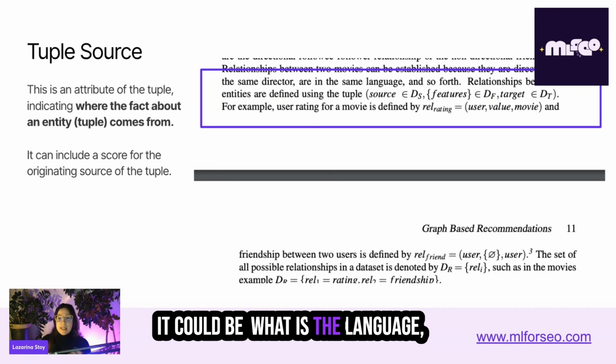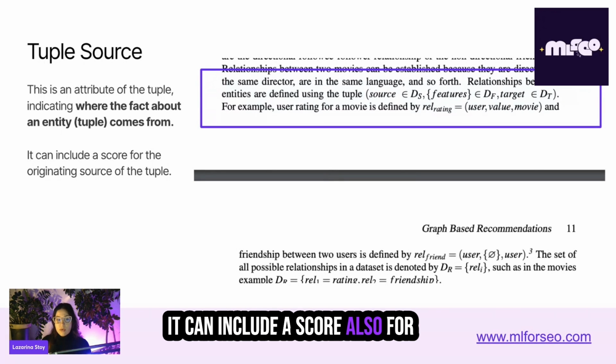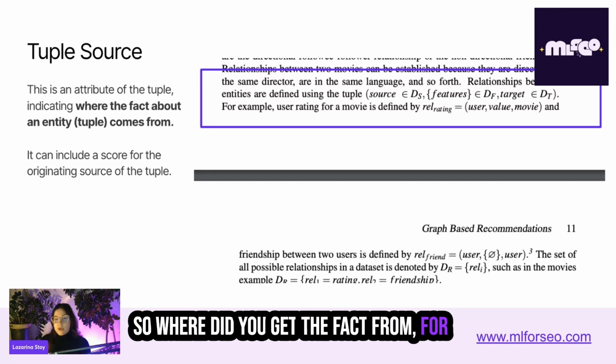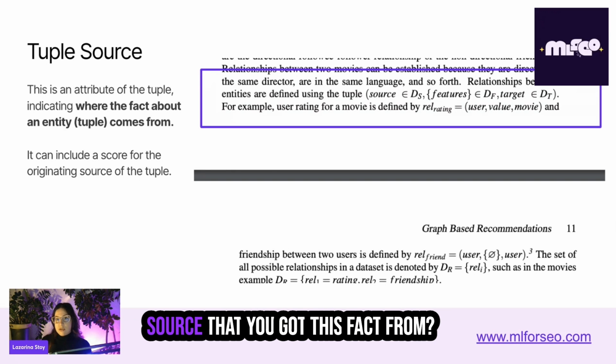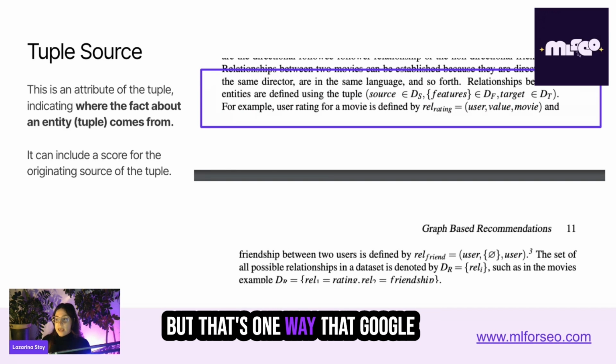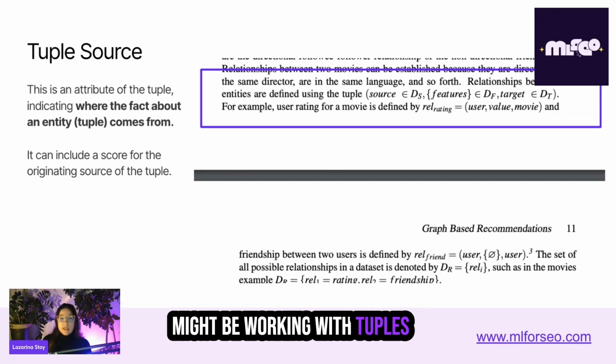It could be what is the language, which user this is important for. It can include a score also for the original source for the tuple. So where did you get the fact from, for instance, and how authoritative is the source that you got this fact from? But that's one way that Google might be working with tuples in their knowledge graph.